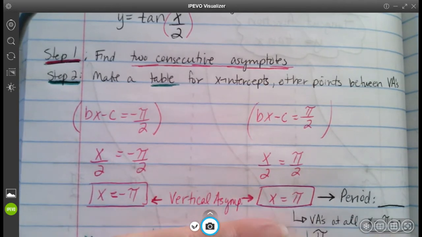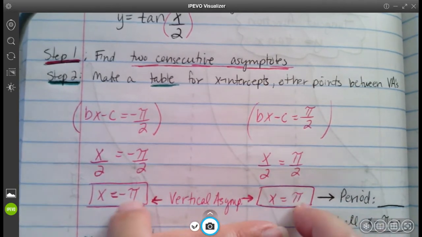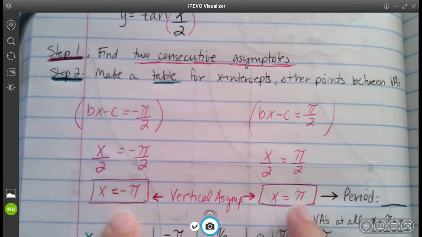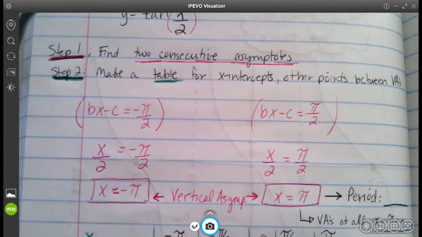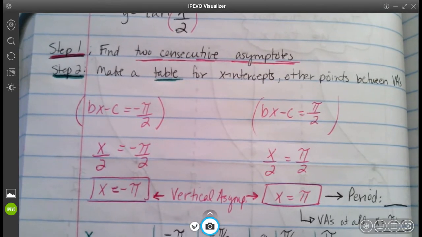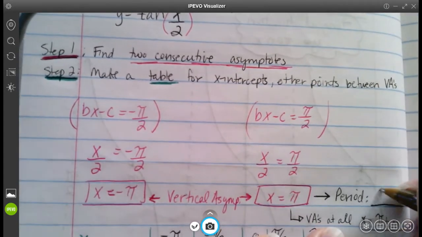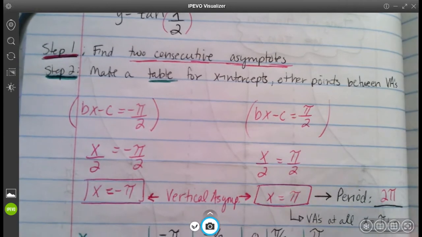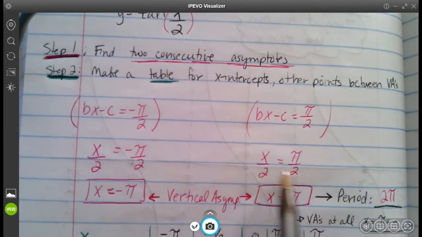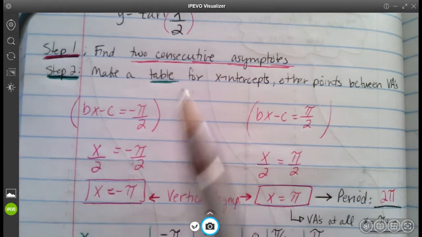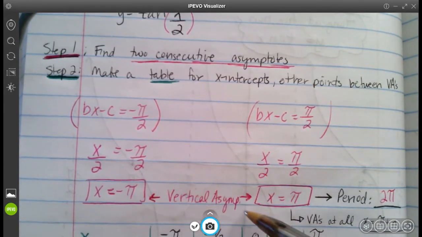So the period always lies between these 2 points. If you think about it, negative pi and pi, that's a space of 2 pi. So let's go ahead and write that in here on the period. This is going to be a period of 2 pi because from negative pi to pi, you have to cross over the 0 and then go over to pi, which is a space of 2 pi. So we have the first part.